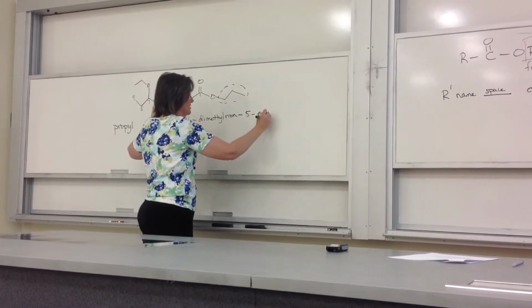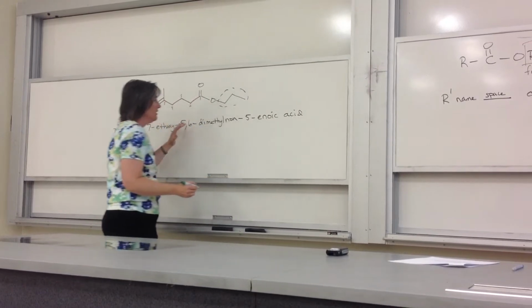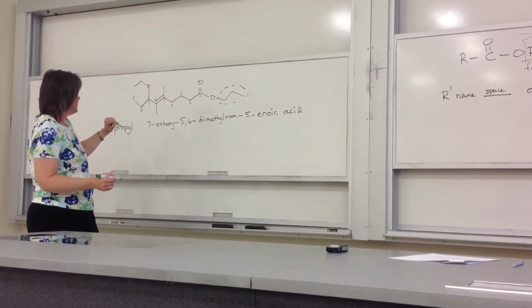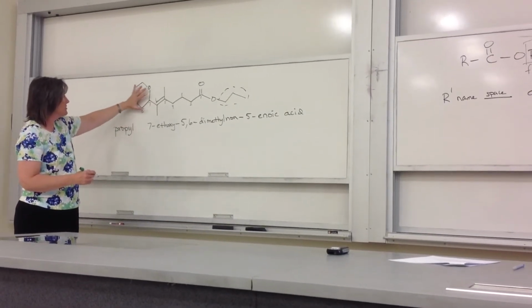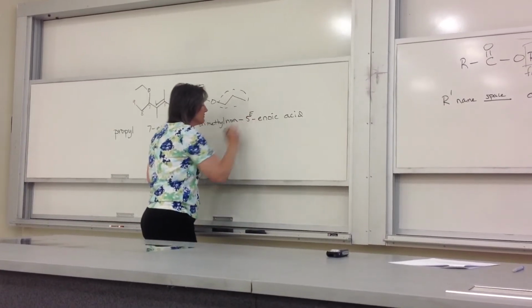E. The parent came from enoic acid. Oh, I've got to do E or Z, don't I? It's 5E. This goes up. That's number 1. Number 1's down. It's 5E. So we'll just go E there.